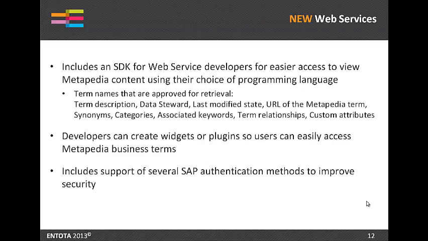So also brand new to this 4.1 release is the addition of web services and additional information around this area. So it now includes a software development kit for web services developers that facilitates the access to view particularly Metapedia content using their choice of programming language. So for example, an example of the Metapedia that can be accessed, including search and retrieval of the following, include term descriptions, the data stewards, the URL of the Metapedia term, associated keyword, etc., etc. So we can use all these, and developers can tailor this to their needs.